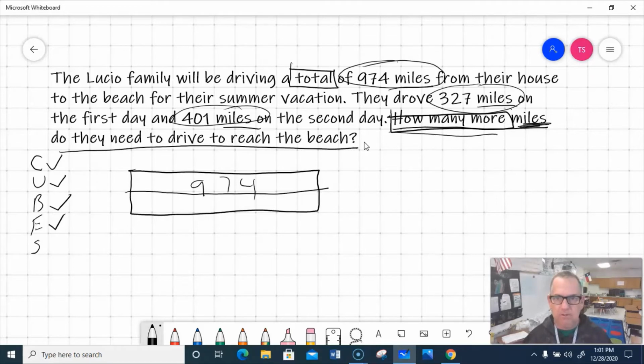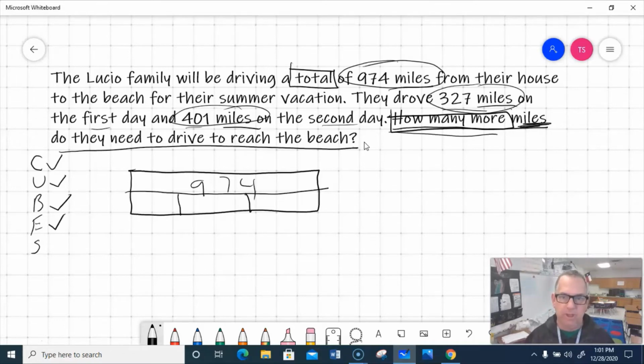Okay, and it says they drove 327 on the first day, 400 miles on the second day, and how many more miles do they still need to drive? So we're going to say it probably took them at least 3 days to make it to the beach. So I'm going to separate it into 3 sections right there.